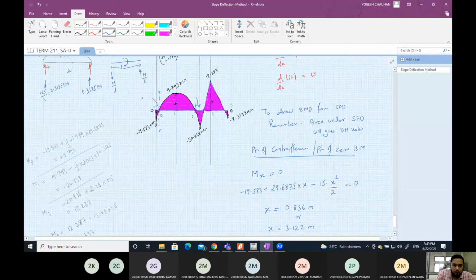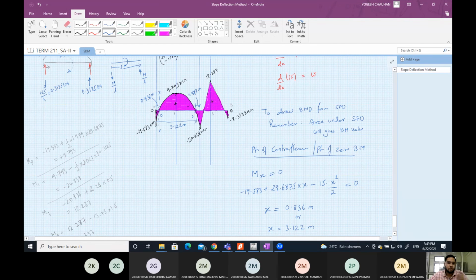So first point of contraflexion will be at 0.836 meter, and the second point of contraflexion from this point to this point, from here to here, it will be 3.122 meter. So you can find 4 minus 3.122. It will be 0.878 meter. Okay, 0.878 meter.